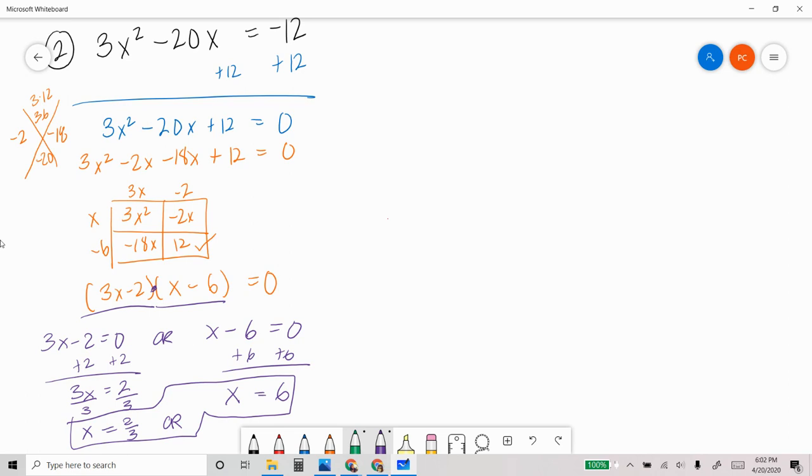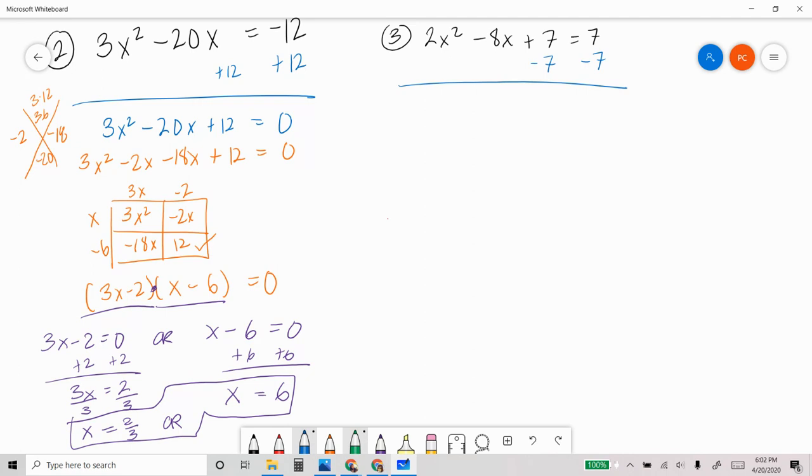Okay, one more factoring one that we want to try. This one's going to be a little bit different. But same process, 2x squared minus 8x plus 7 equals 7. Again, this is not equal to 0, so we want to make it equal to 0. Right now it's equal to 7. To get rid of the 7, I can subtract 7 from both sides.